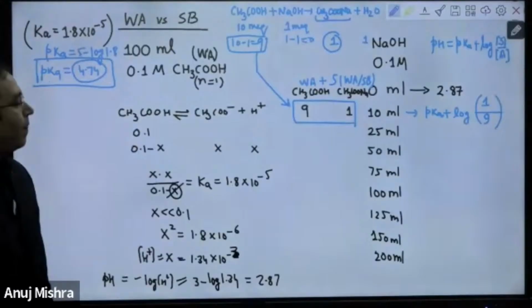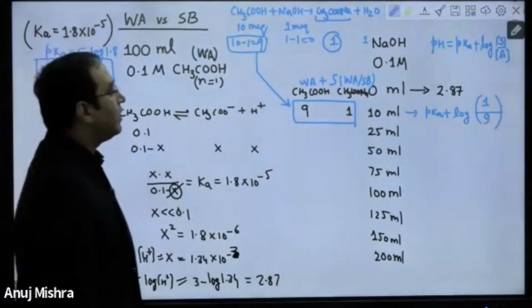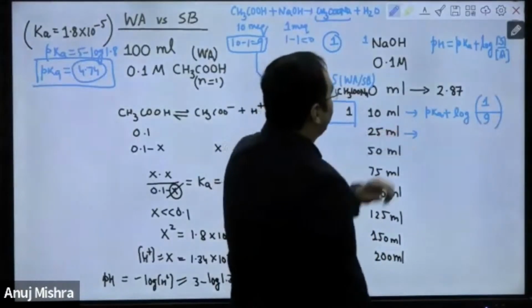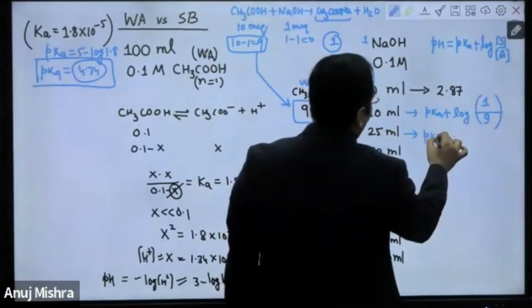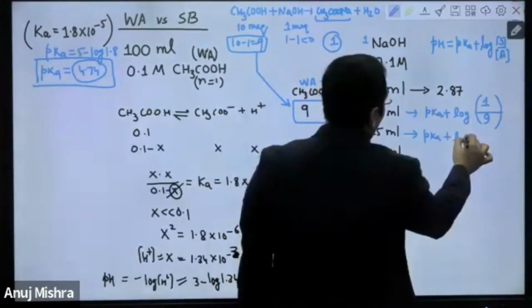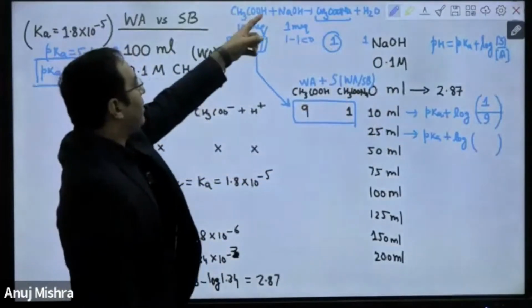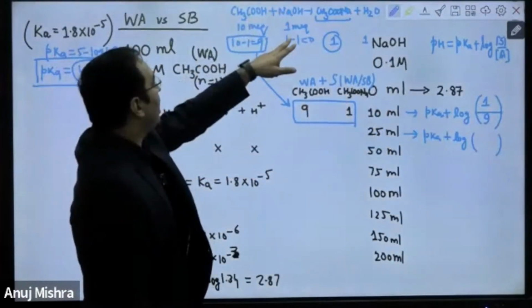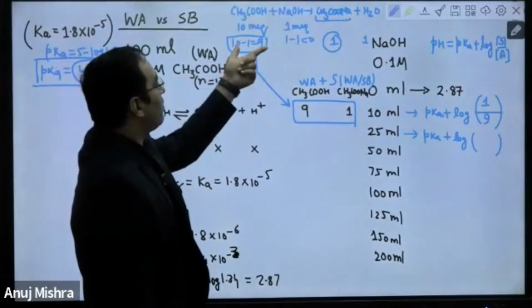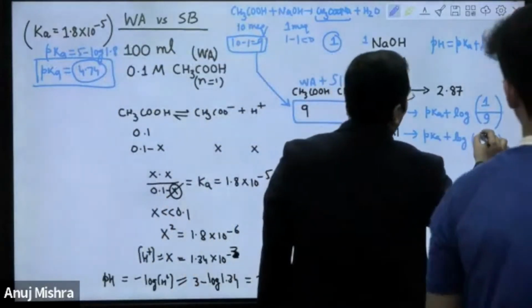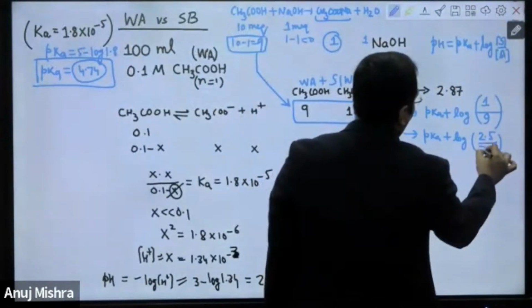Let's solve the maths, but first let us write all the values. Next one. Without even solving, can you tell me what will be the change here? pKa plus log of what numbers will come? 25 ml. 25 ml means this NaOH will be how much? 2.5. This is 10. Remaining will be 7.5. 7.5, 2.5. How many of you understand? This will be 2.5 divided by 7.5.